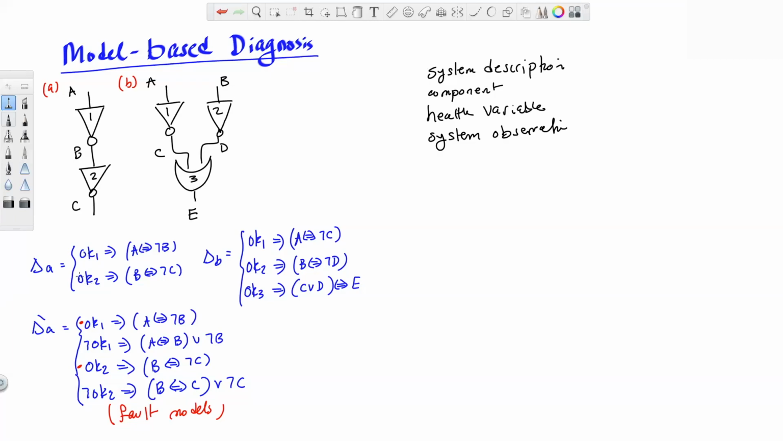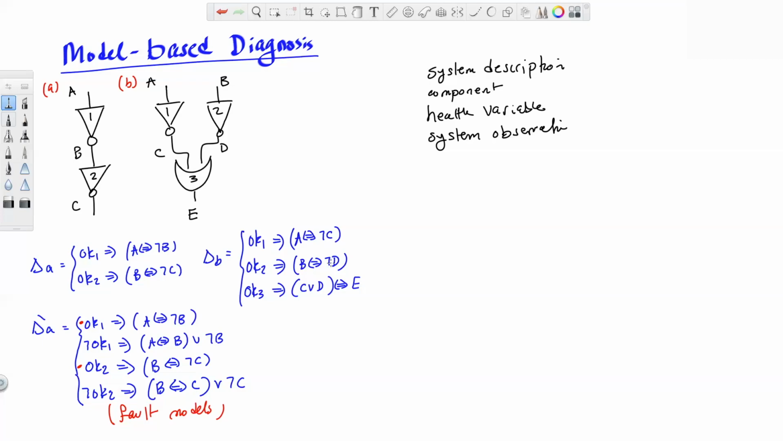These you cannot observe. But in this case, you can observe A, potentially B and C. In this case, you can observe A, B, C, D, E. You would want to at least be able to observe the inputs and the outputs. And by the way, this is a more complex example, and this is a system description.